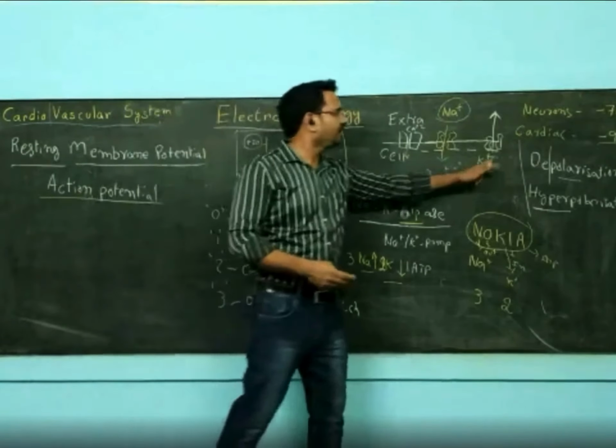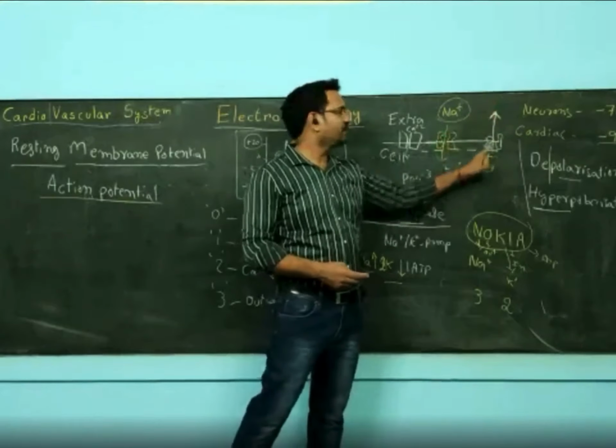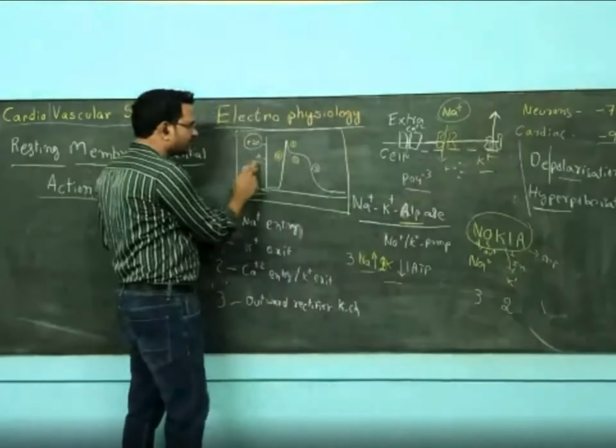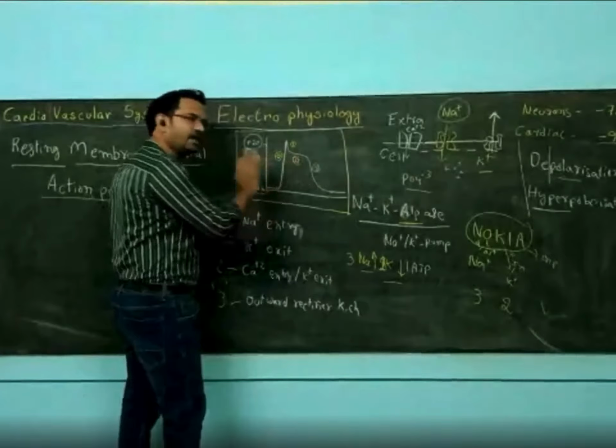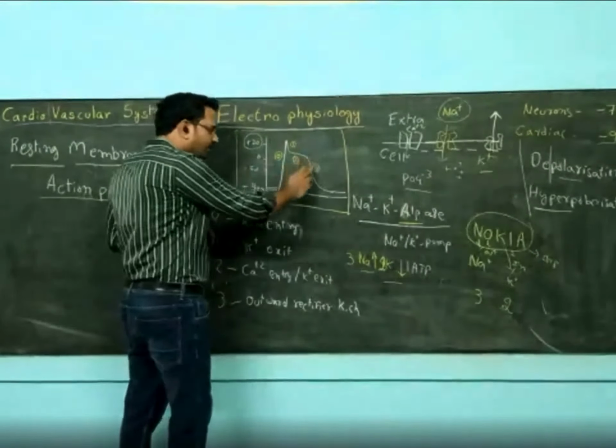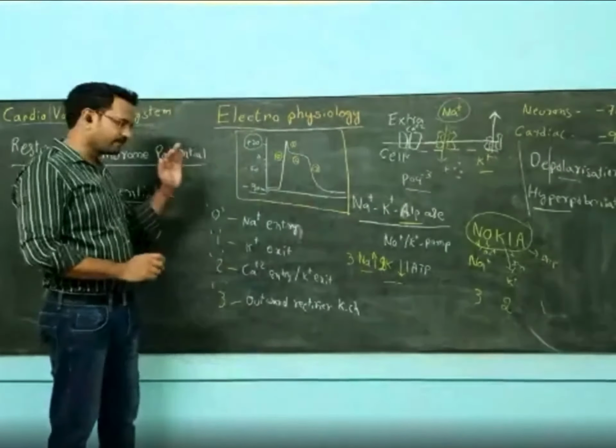When potassium is moving out rapidly, what is happening? Positive charge is going out. So what happens to the potential? From the positive, again it is coming down to negative. So that is what happens in this third phase.